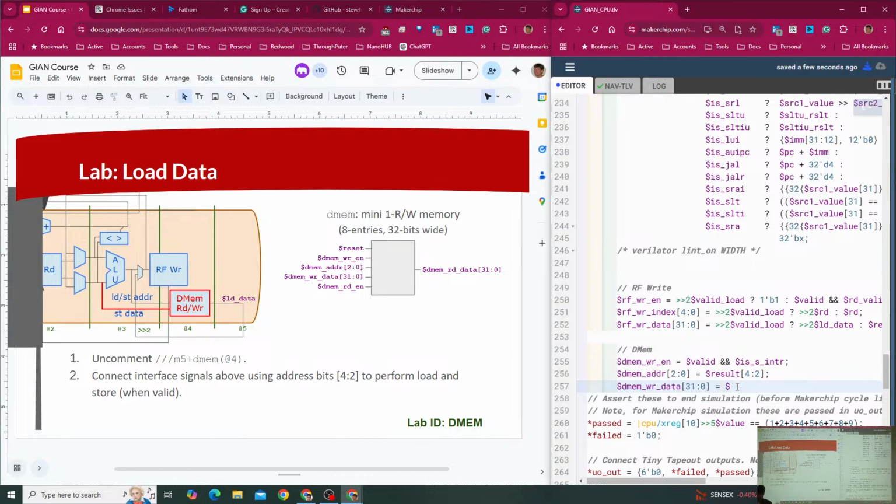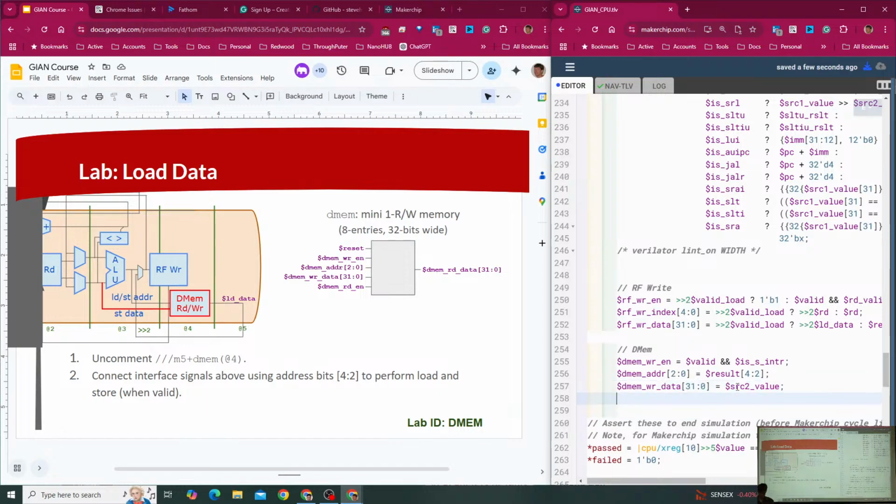So I think that was source to value, if I remember right. And then the read enable. So reads are loads. So we're doing a read when we have a valid load instruction. Okay. So that's our inputs, and then our outputs. Only one, DMEM read data.